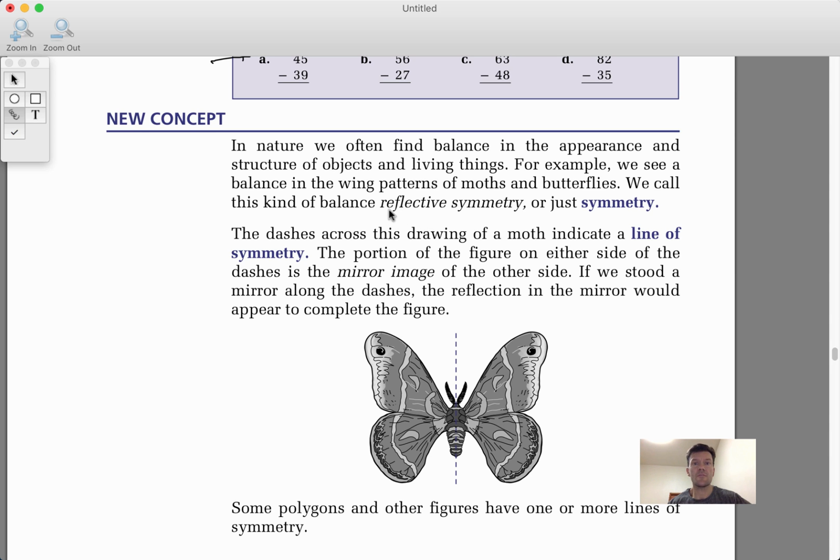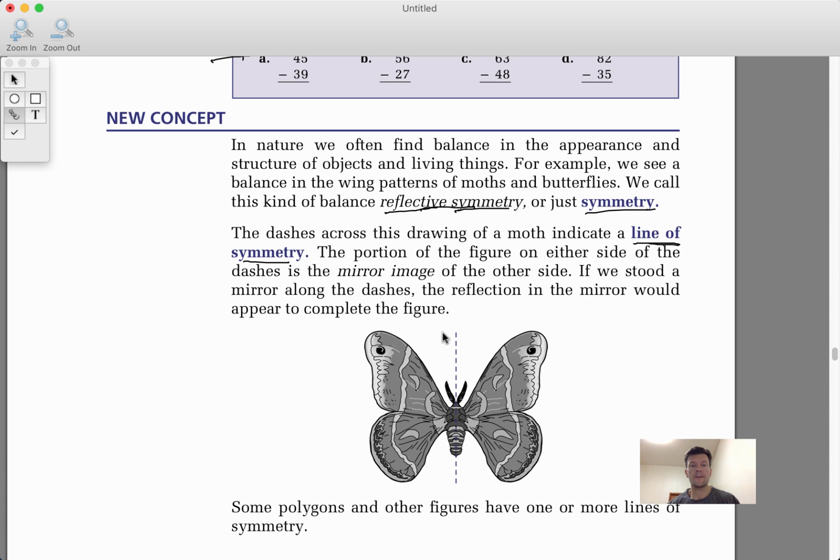There are some terms here that you might want to be aware of so that you can understand the vocabulary. Reflective symmetry maybe is the entire phrase, or just symmetry for short. And we should be able to find a line of symmetry. That line of symmetry is basically where you would cut the object right through the middle in order to get two equal halves. You can also think of that line of symmetry kind of like a mirror, as if one half is looking in the mirror and sees itself and forms the other half. All right?